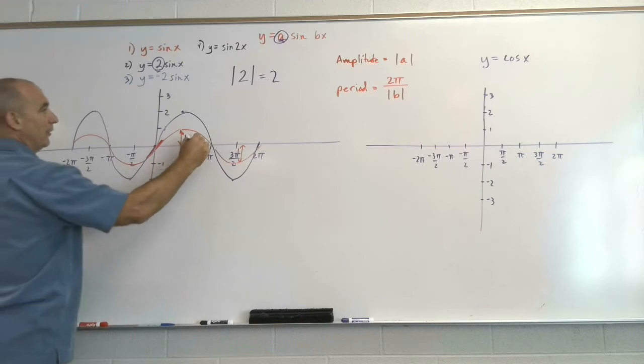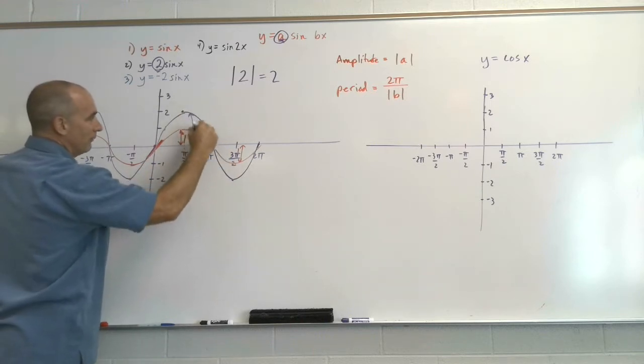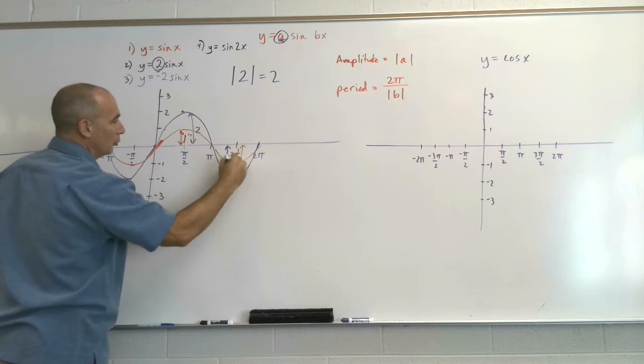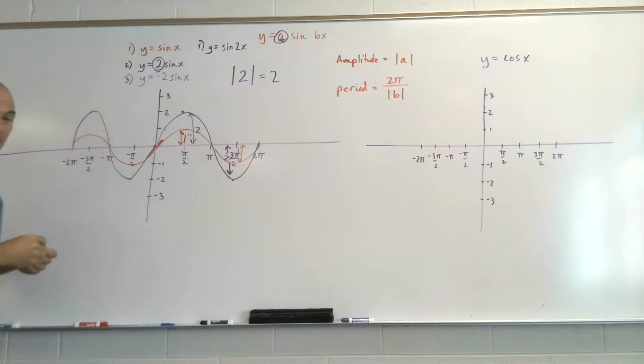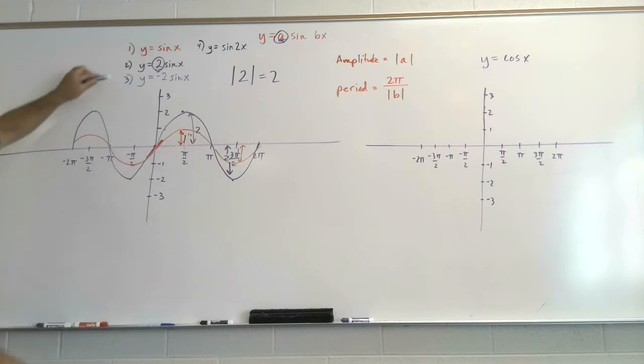As you can see, the new amplitude is now 2. It's 2 above the x-axis, but it's also 2 below the x-axis. Now this is going to get messy, and that's the way it is.